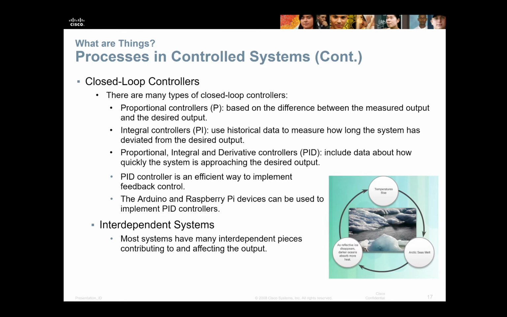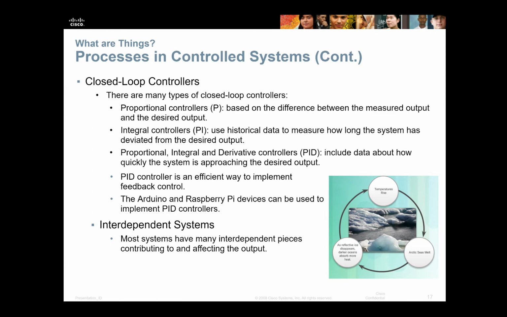Then this third one, the PID controller, you may have heard it. It's a proportional, integral, and derivative controller. It also includes some data about how quickly the system is approaching the desired output, meaning that if this integral part is shooting too fast, there will be overshoot. So the derivative part will try to compensate for that overshoot.